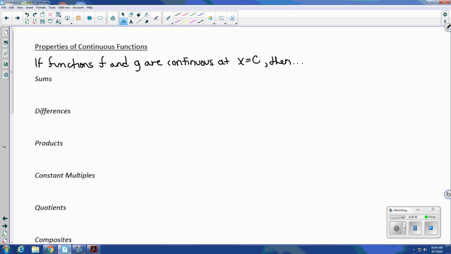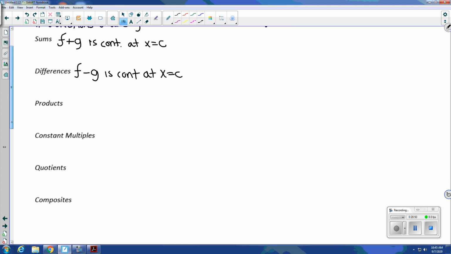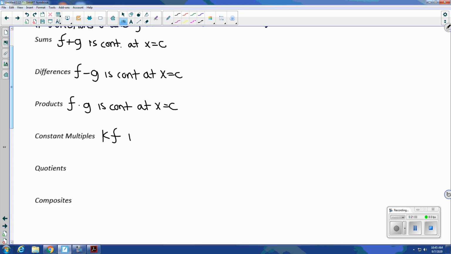For the sum, it says, well, if f and g are continuous, then the sum of the two functions is also continuous. The difference, you can expect the difference between them is continuous at x equals c. The product, if two functions are continuous, then their products are continuous at that point. The constant multiple, if you have a continuous function, you multiply it by a constant k, then that is continuous, right? Because that just scales the function or dilates it.